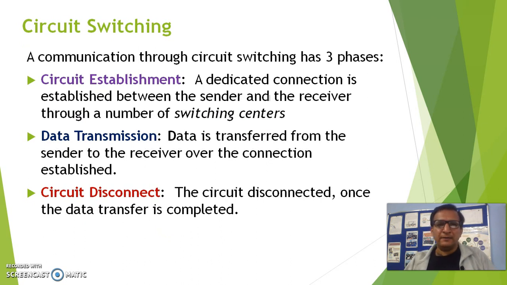We can understand it in three phases. First is circuit establishment, where a dedicated connection is established between the sender and the receiver through a number of switching centers. Second is the data transmission, which takes place over that particular connection which has been established. And third is the circuit disconnect, which happens when the data transfer is completed.